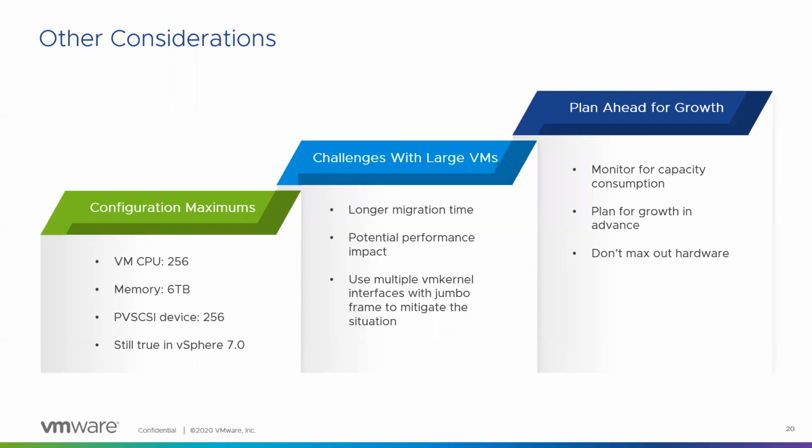And a longer vMotion cutover time means potentially a performance impact as well. So in our environment, one of the workarounds we enabled, which I recommended earlier as well, is to use multiple VMkernel interfaces to achieve higher aggregate vMotion bandwidth. That way you can reduce the impact vMotion has on your application.